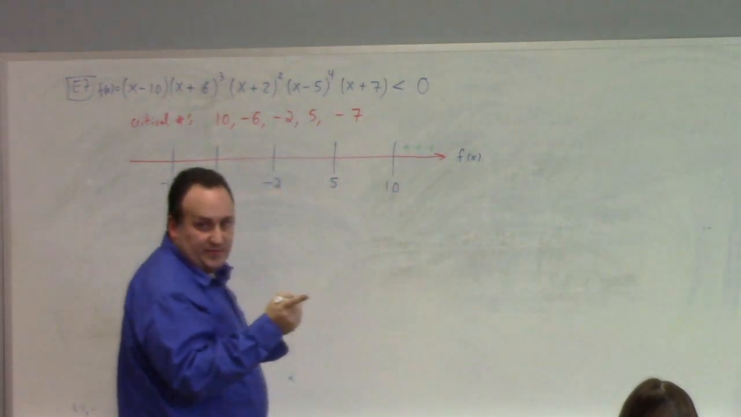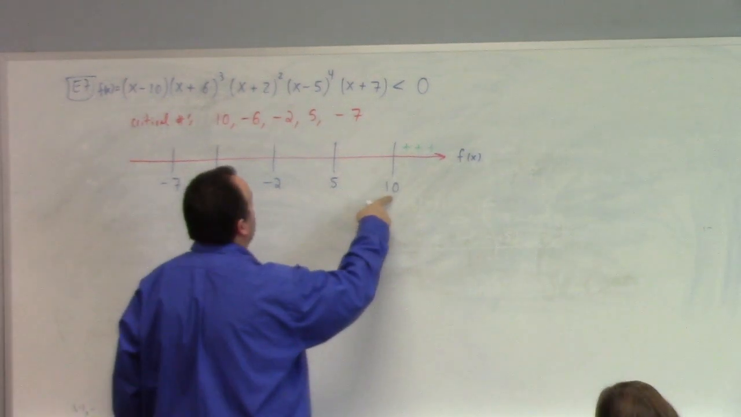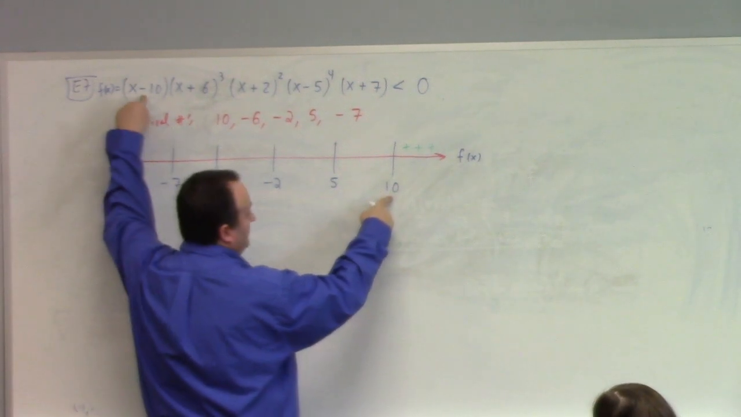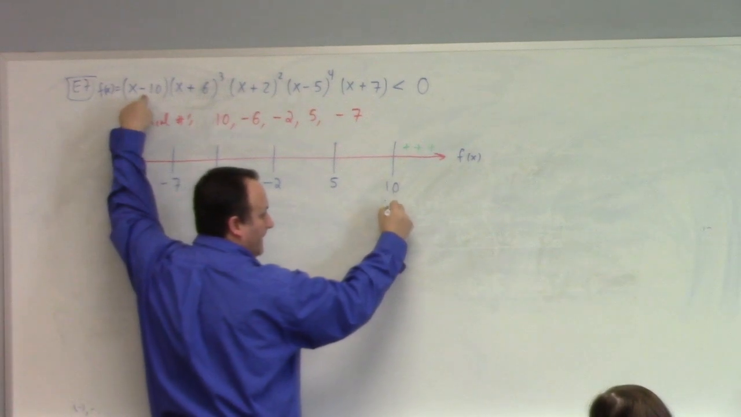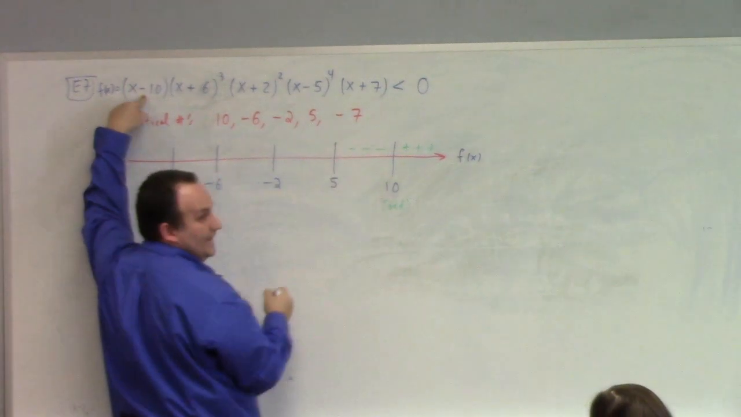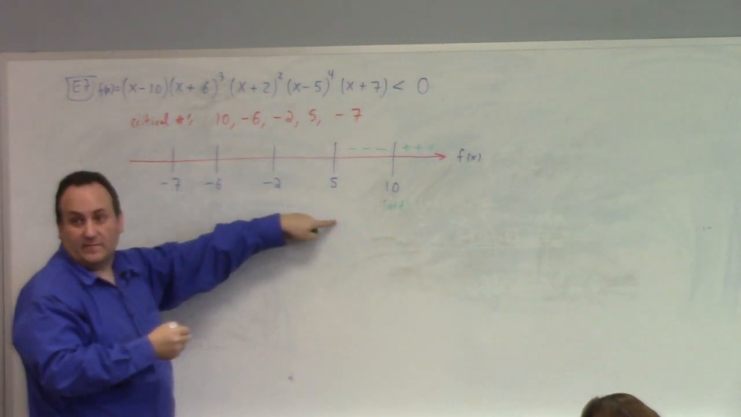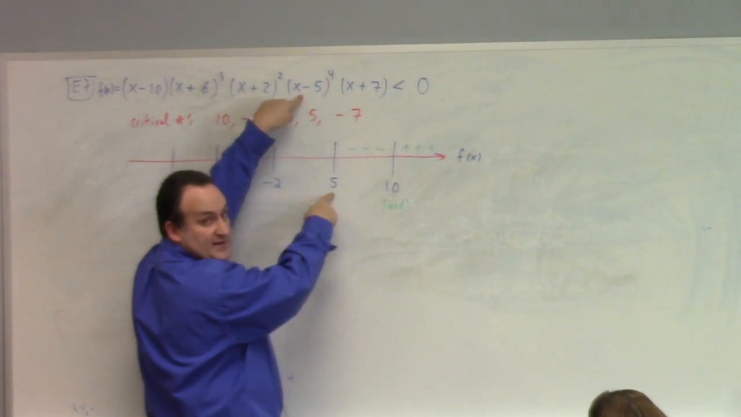Now I'm going to use the sign flip theorem to generate the rest of it. Check it out. So 10 corresponds to what? This one here. That's an odd factor, right? Which means I flip the sign. I get to 5. What's 5 correspond to? 5 corresponds to this one, x minus 5 to the 4th power.